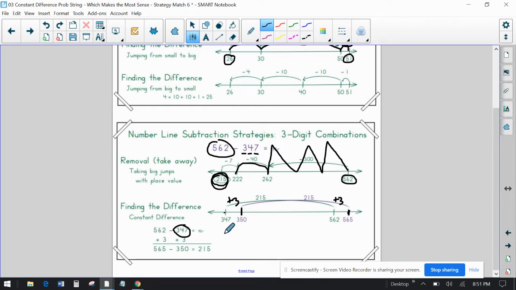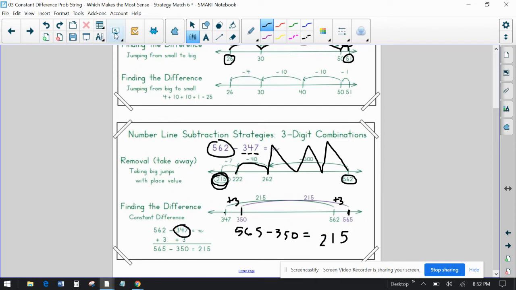So you change your problem to 565 minus 350. And that is much easier than having to think about 562 minus 347. So when you look at the tens and the ones here, like the 5 minus the 0 is a 5 in the ones place. You got the 6 minus the 5 is a 1. And then the 5 minus 3 is 2.